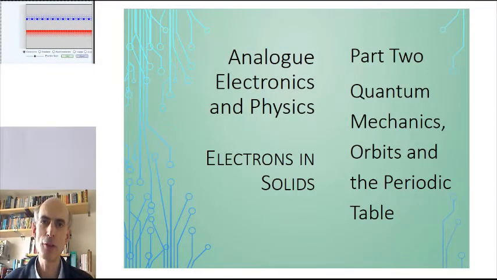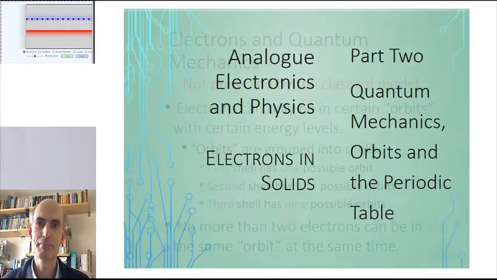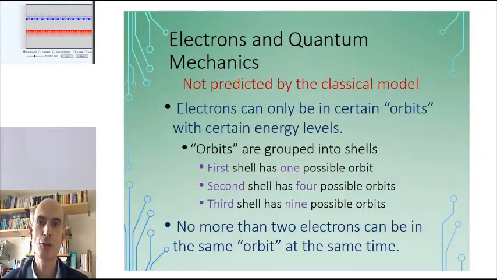Hello, and in the second of these talks, I want to introduce some of the consequences of quantum mechanics on our understanding of how electrons move in atoms. And in particular, two key predictions of quantum mechanics, neither of which is predicted by the classical model of a negatively charged electron orbiting around a positively charged nucleus. These are the two key results from quantum mechanics.